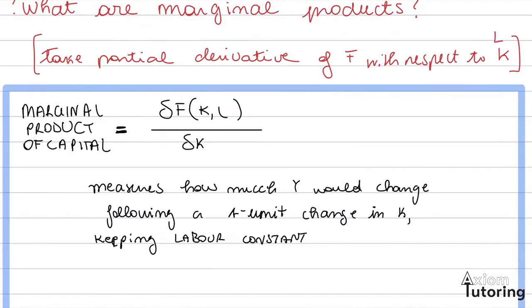Okay, so let's slowly unpack and analyze this statement. So we're saying how much output would change. So how much will our production function predict output to increase or decrease? But in this case, we know increase, since we know we have an upward slope in our production function, following a marginal change, a 1 unit change in capital, which is why we are taking the partial derivative with respect to k, keeping labor constant.